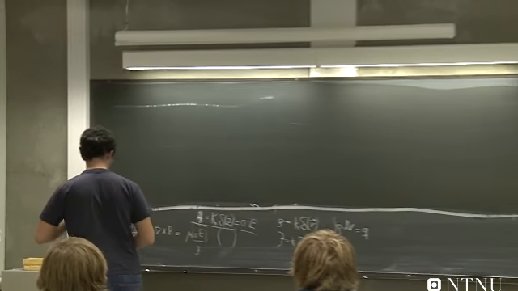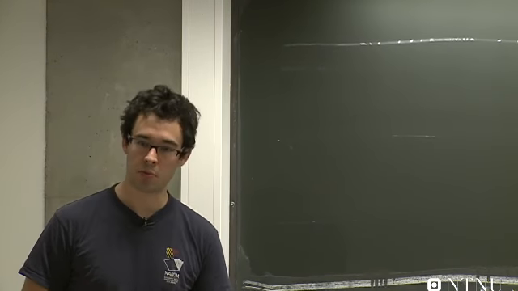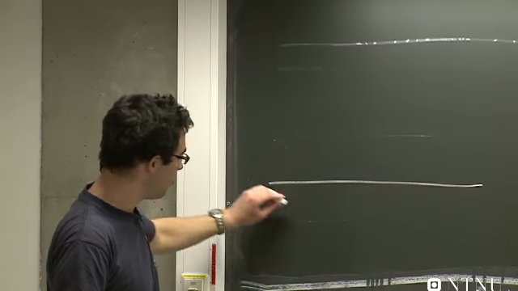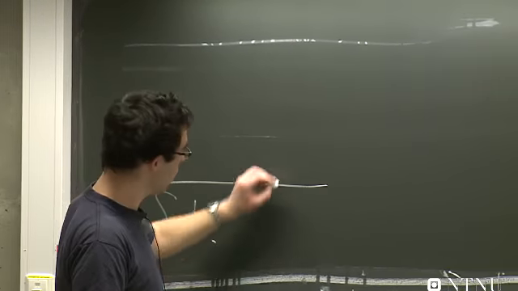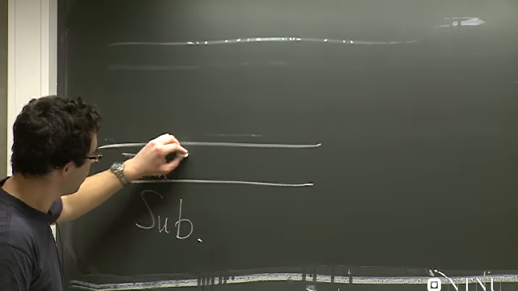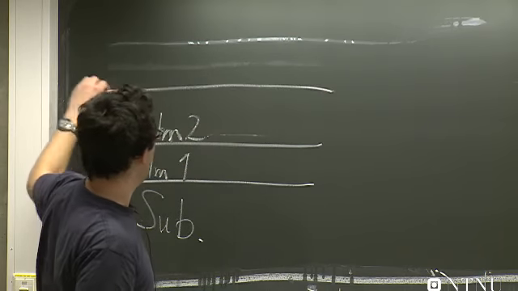So, we now know the truth about a single film on top of a substrate, but what if you have two films? So if I have some substrate, first I put a film 1, and then I put a film 2, and then we have air.